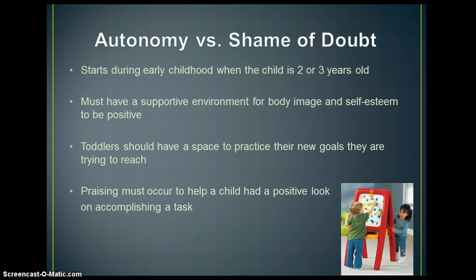Second, autonomy versus shame and doubt. This starts during early childhood, when the child is 2 to 3 years old. At this age, children like to explore new things. The main new thing at this age is potty training. Children should hear positive comments from parents to keep this trust.